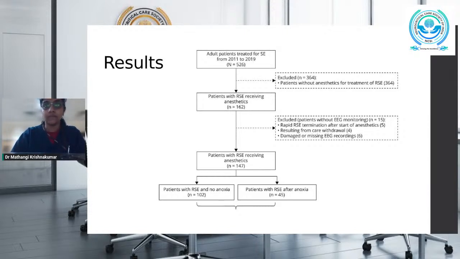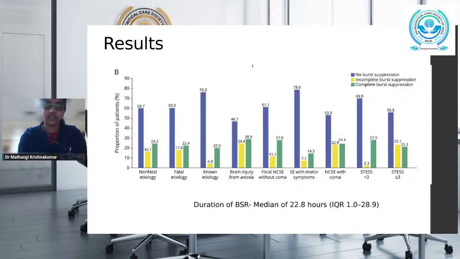Out of that, some were excluded because of care withdrawal, missing EEGs, or refractory status terminated rapidly. So finally, the final population was 147. In these 147, patients with anoxic injury were divided again. We had 102 patients with RSE with no anoxia, and 45 patients with anoxia. So this was the final population available for analysis.